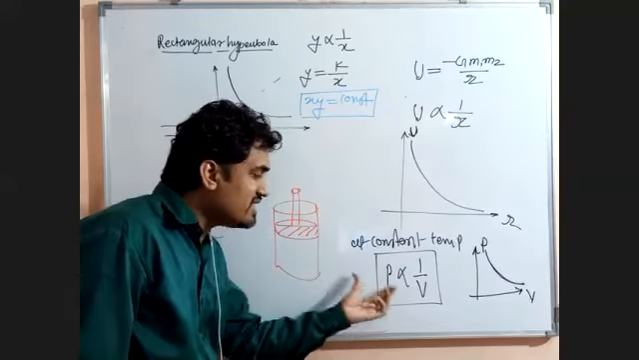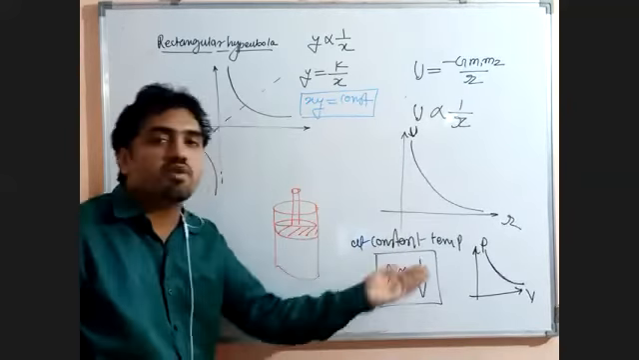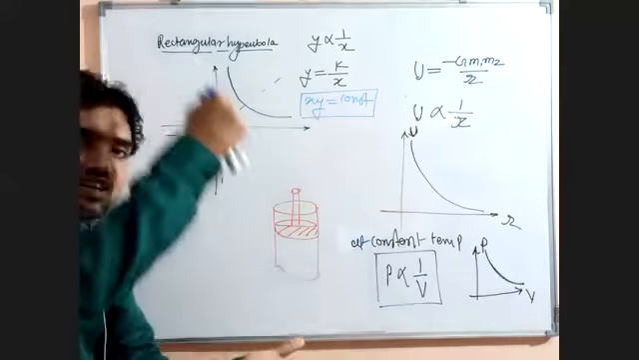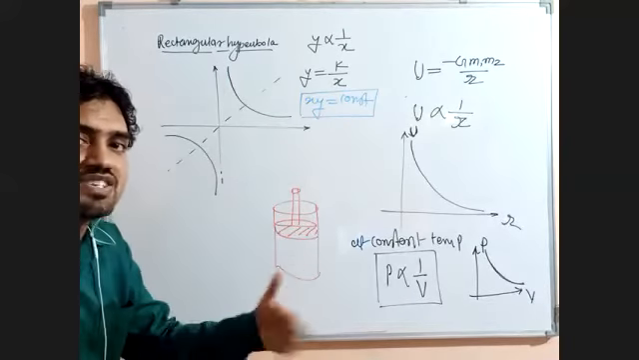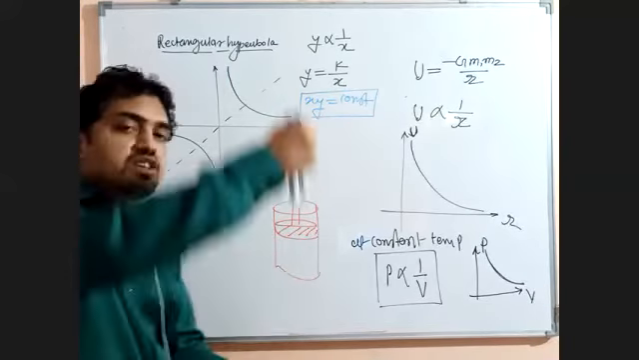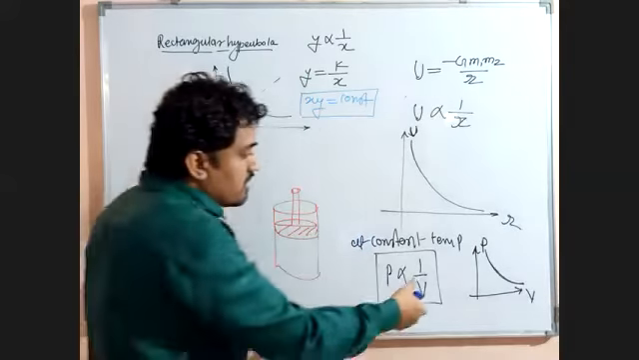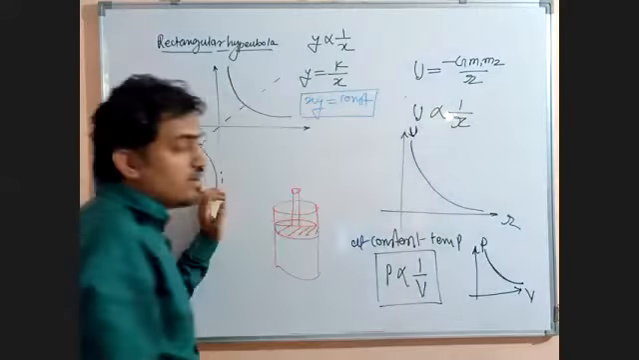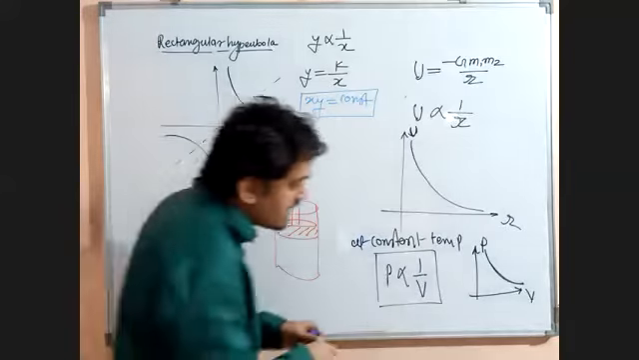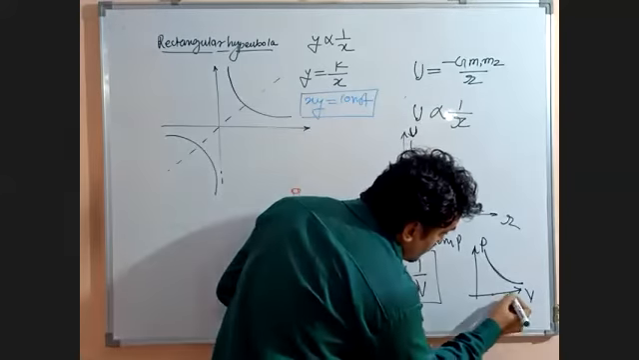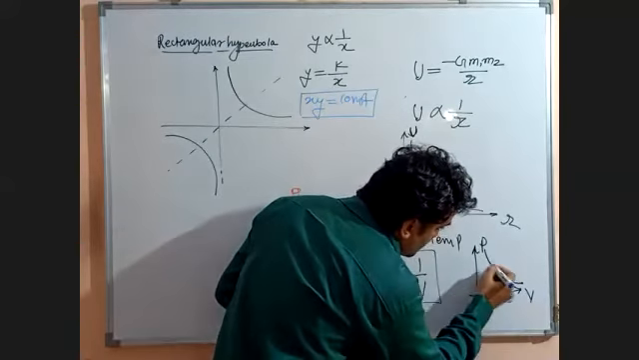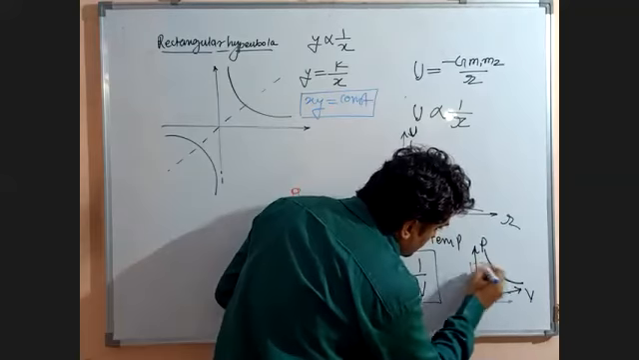If we are talking about a closed container at constant temperature, then the pressure inside the container is inversely proportional to volume. If we decrease volume, then automatically pressure will increase. If we increase volume, then obviously the pressure will decrease.